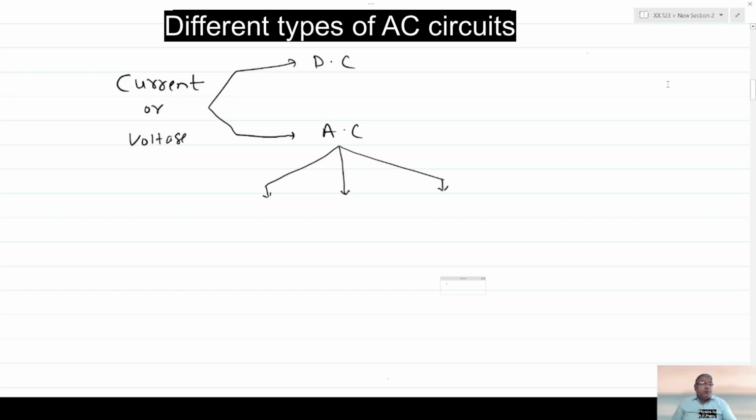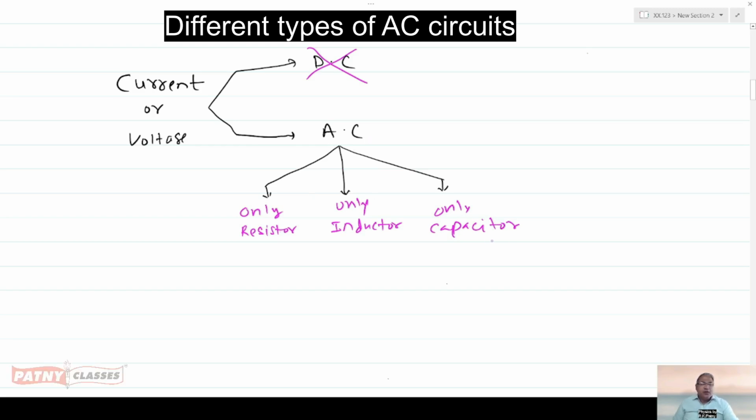In this video, I am not talking about DC. So let us cancel it. Today I am going to talk about AC with a single element: only a resistor, then only an inductor, and only a capacitor. So today we are going to talk about AC with only one resistor, AC with a single inductor, and AC with only a capacitor.